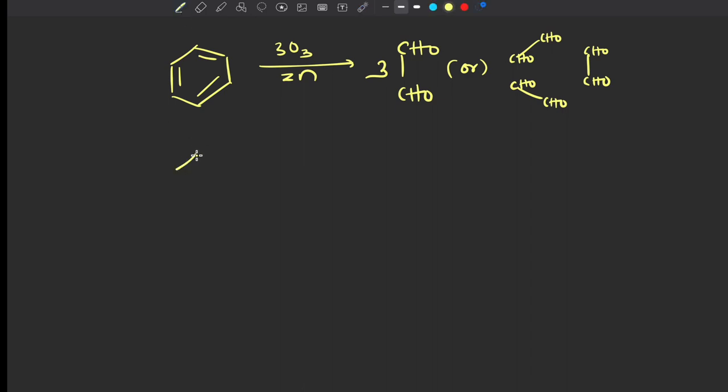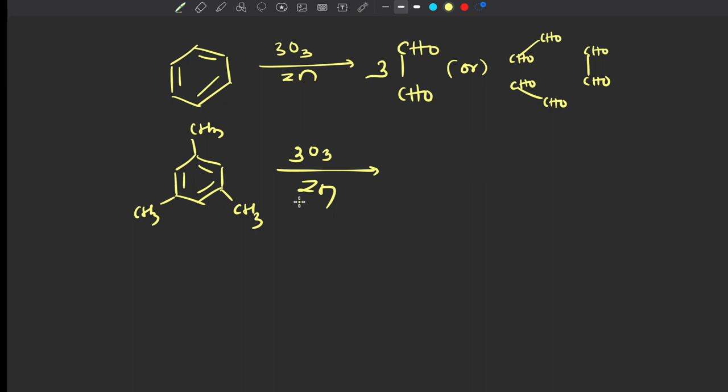So what if benzene is substituted by some other alkyl groups like this? Let's say here I have got CH3, here I got CH3, and here I got CH3. Since we have 3 double bonds, tri-ozonolysis takes place in presence of zinc and water. Again we need to split the same thing here. So what we need to do? We have to break this here and here and here.